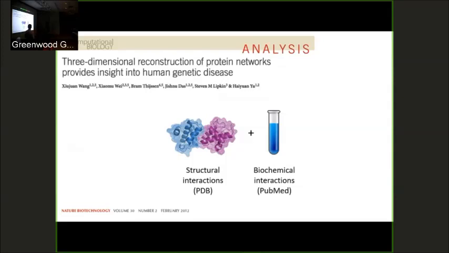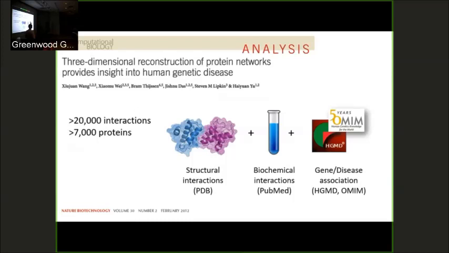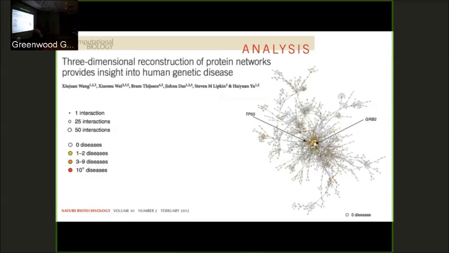in vitro. And so with that, they brought in 20,000 interactions and over 7,000 different proteins. And then they queried gene disease associations in HGMD and OMIM, and essentially brought in 60,000 different mutations, 4,000 genes, and 3,000 distinct disorders. With all this information, they simply throw it into a blender, and what comes out looks just like they threw it into a blender.